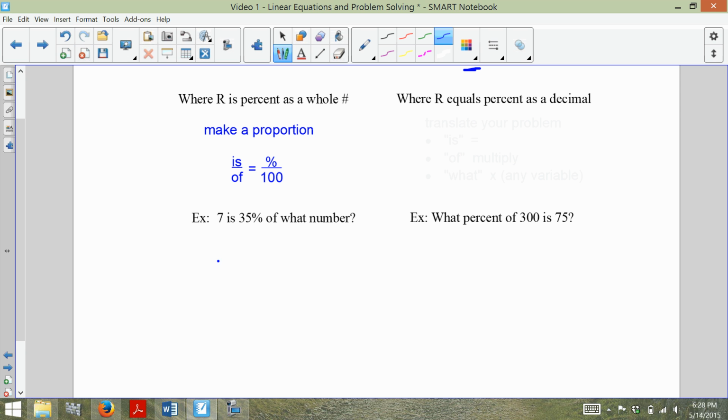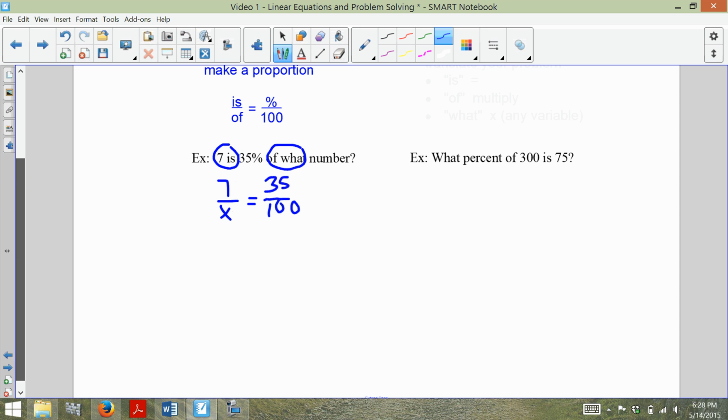So I can set up a proportion, and I've got this 35%, so that makes this part easy, 35 divided by 100. Now 7 is the is, it's got this is next to it, so I know that goes in the numerator. And then I've got of what number? I don't know what number, so I'm going to put an x in the denominator for now. And we solve it just like any proportion. I can cross multiply, so 35 times x is equal to 7 times 100. And we divide by 35 on both sides, and so we get x is equal to 20.